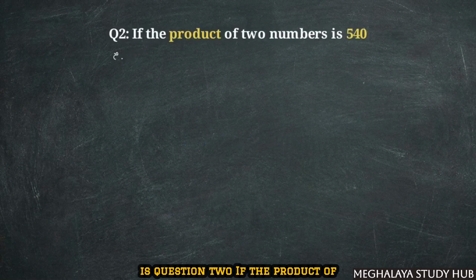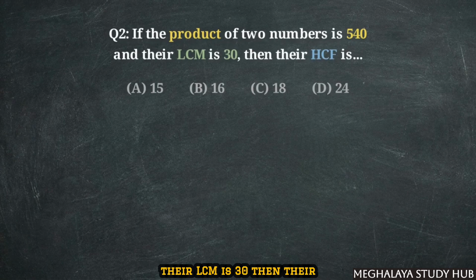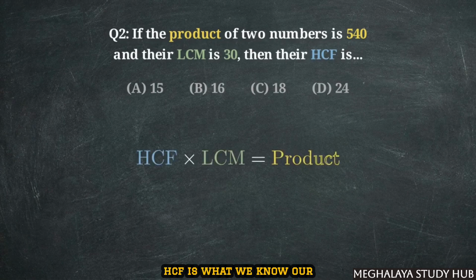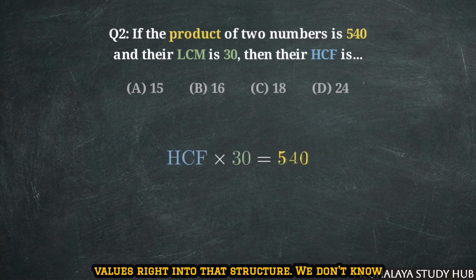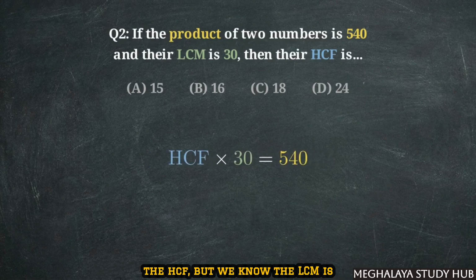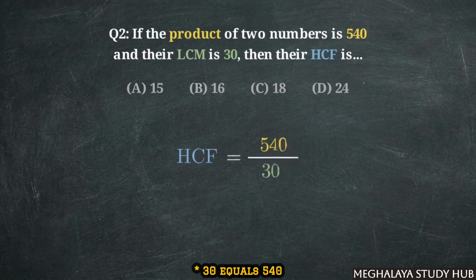Here is question 2. If the product of two numbers is 540 and their LCM is 30, then their HCF is what? We know our rule. HCF times LCM equals the total product. Let's map our values right into that structure. We don't know the HCF, but we know the LCM is 30, and the total product is 540. So HCF times 30 equals 540.